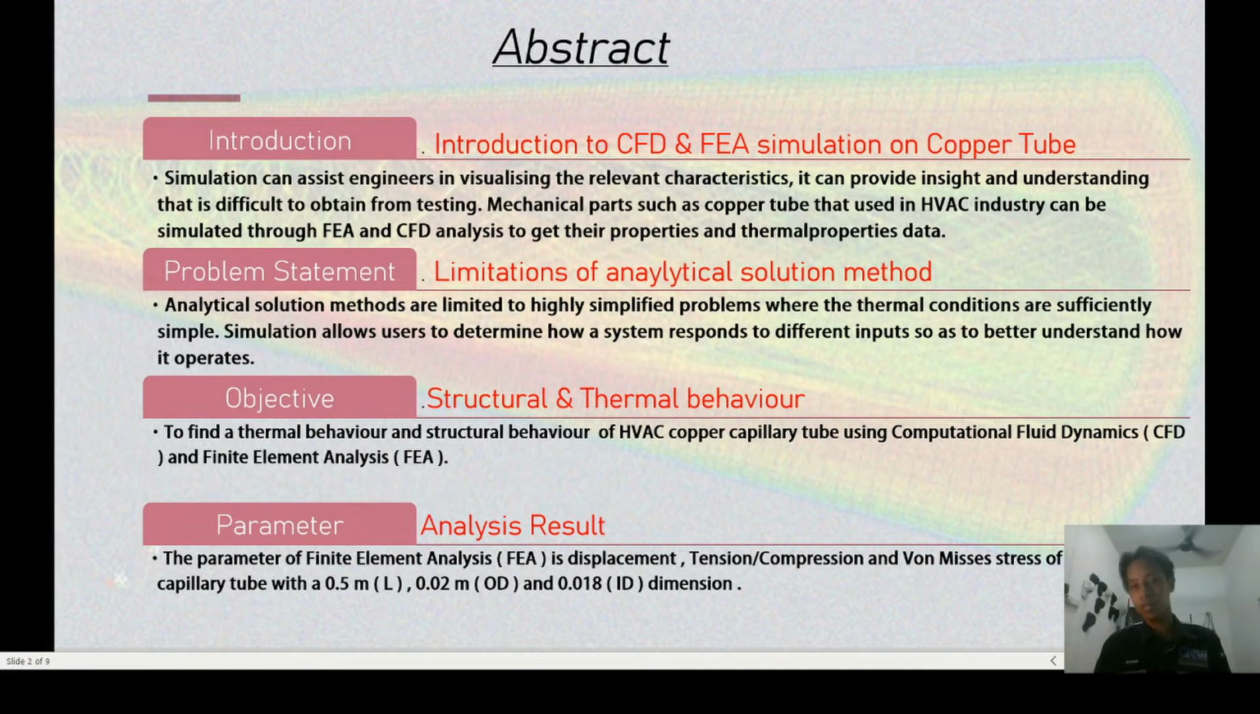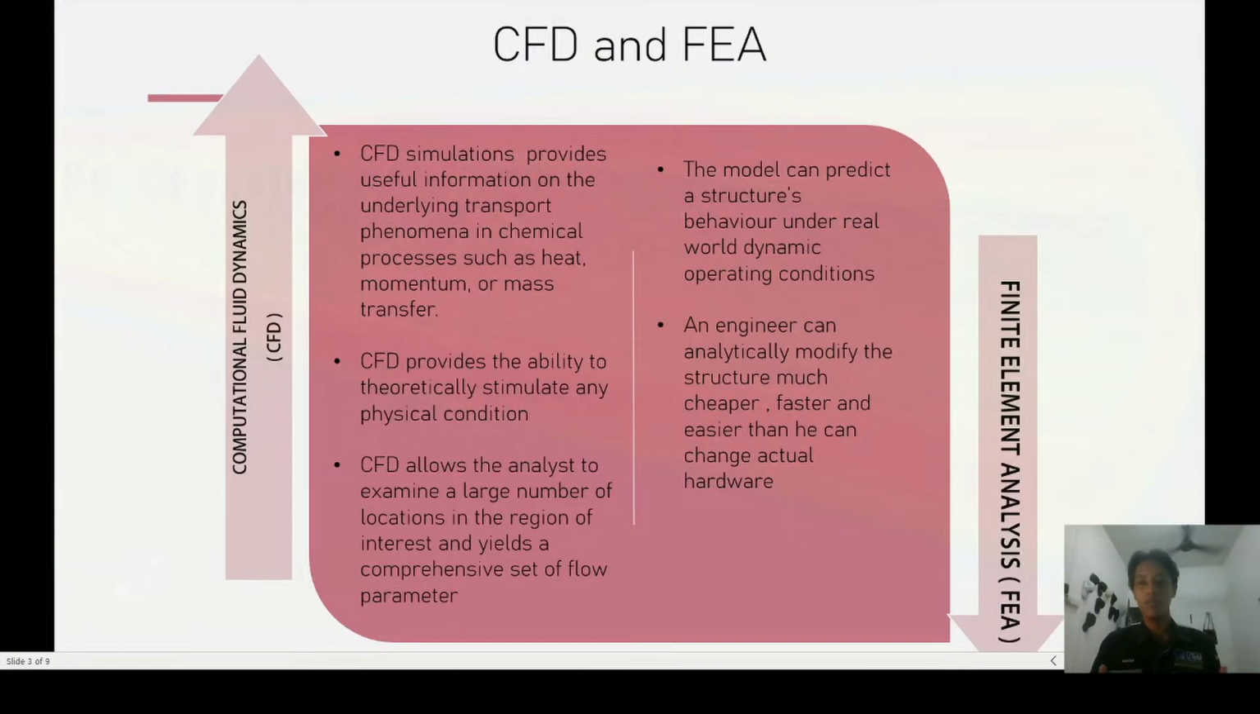The objective of our assignment is to find the structural and thermal behavior of the HVAC copper capillary tube. Our parameters are displacement, tension or compression, and von Mises stress for FEA, and the thermal analysis for CFD. The dimensions of our copper tube are 0.5 meter length, outer diameter 0.02 meter, and inner diameter 0.018 meter.